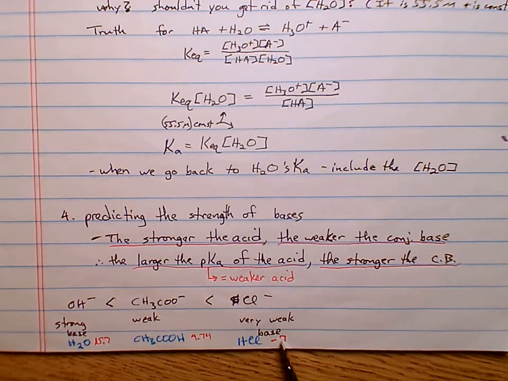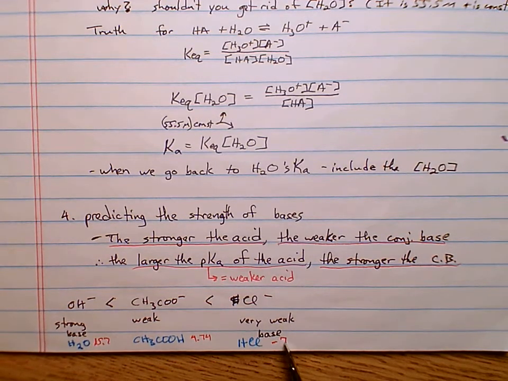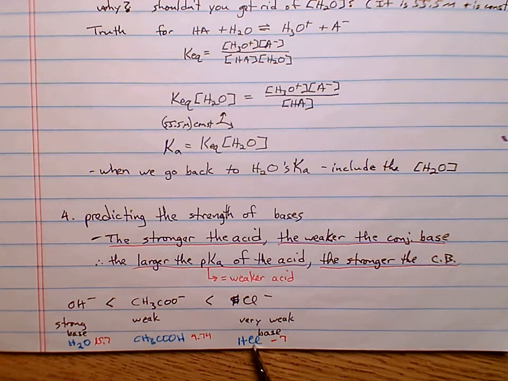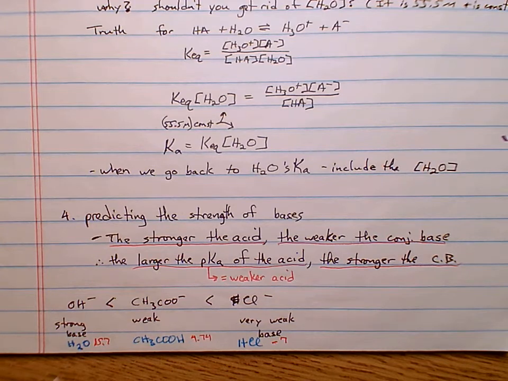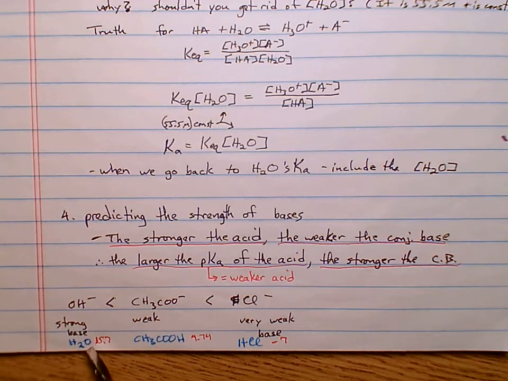HCl, pKa -7, very small number. The smaller the pKa, the stronger the acid. The stronger the acid, the weaker its conjugate base. Cl minus, very weak conjugate base. H2O, pKa is 15.7, which means H2O is a pretty darn weak acid. That's a very weak acid because it's got a fairly decent large pKa value. 15.7, large pKa value, which means the larger the pKa value, the weaker the acid. The weaker the acid, the stronger its conjugate base, hydroxide.